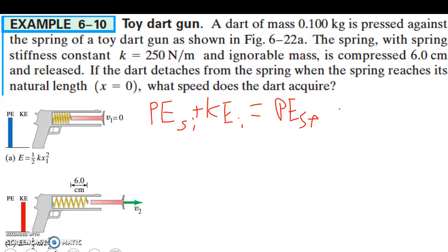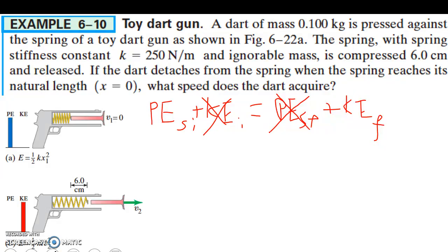Plus kinetic energy final. So first question is, at the start, the dart's obviously not moving. No kinetic energy. At the end, it says the spring reaches its natural length, so there's no spring energy at the end. So really, we're talking about initial spring being converted to kinetic final.